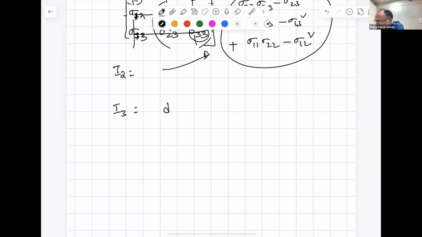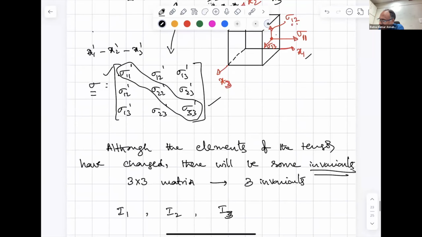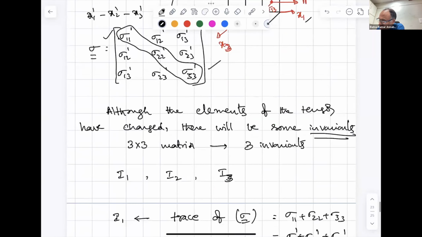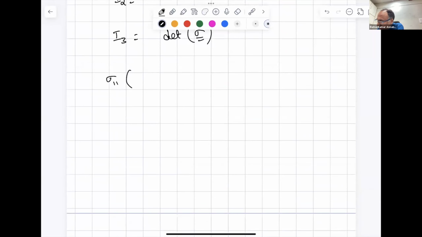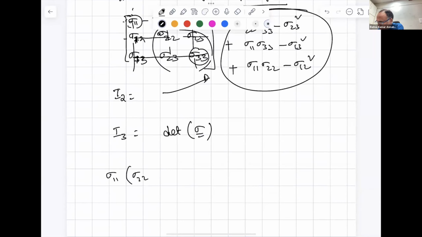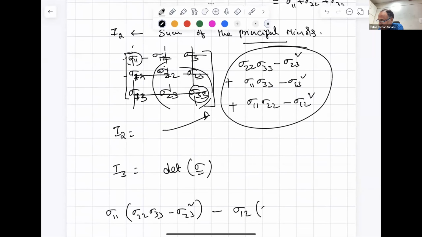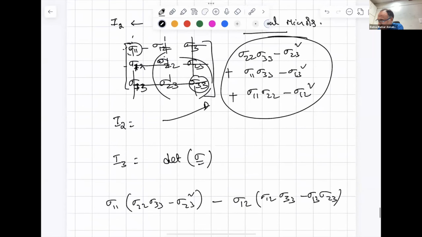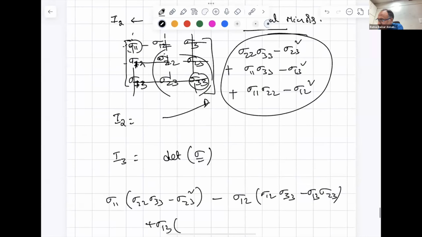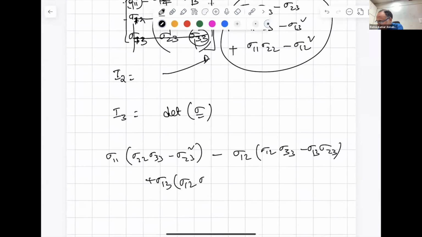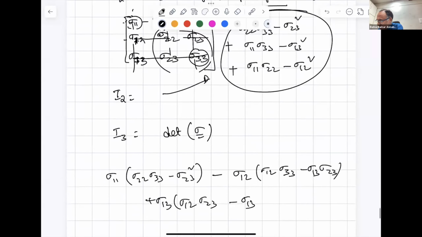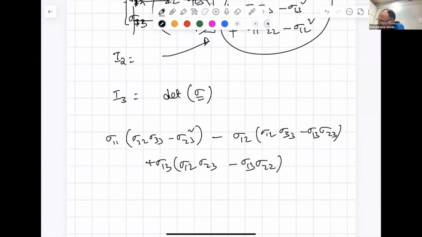I3 is the determinant of sigma. You know how to calculate the determinant of this matrix, right? How do you calculate it? Sigma 1, 1 times sigma 2, 2 sigma 3, 3 minus sigma 2, 3 square, minus sigma 1, 2 into sigma 1, 2 sigma 3, 3 minus sigma 1, 3 sigma 2, 3, plus sigma 1, 3 into sigma 1, 2 sigma 2, 3 minus sigma 1, 3 sigma 2, 2. That will be the determinant of that matrix.